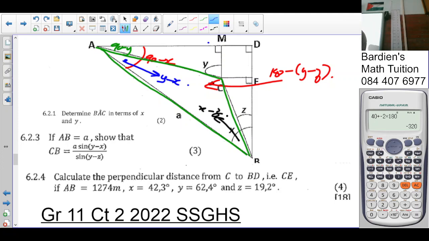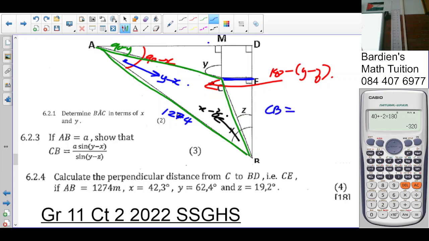Calculate the perpendicular distance from C to BD. In other words, you're calculating CE, this thing here. If AB is 1274, X is given, Y is given, and Z is given. Can you see that? So what I'm going to do is calculate CB first.